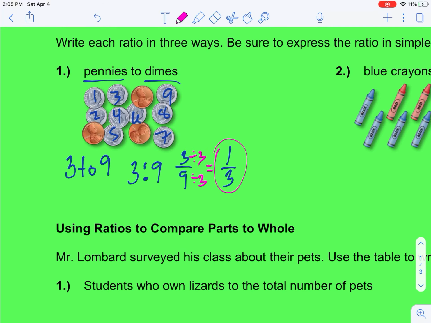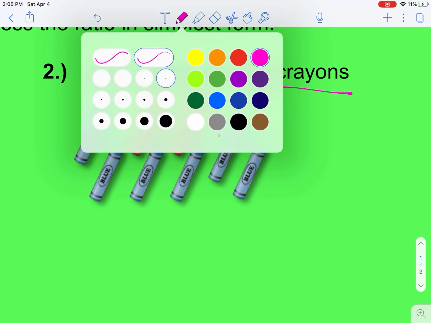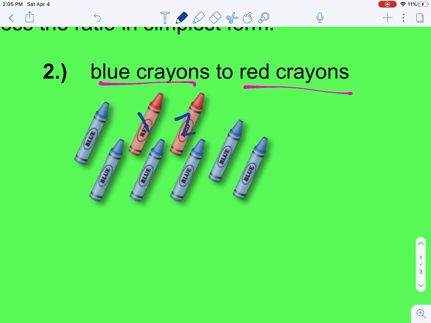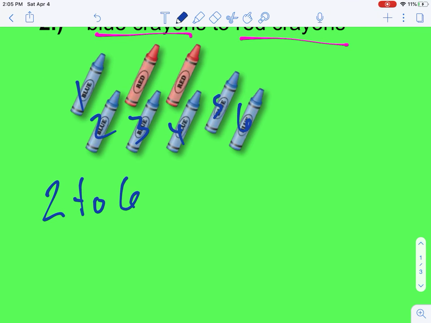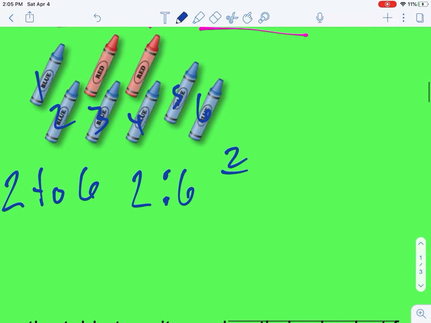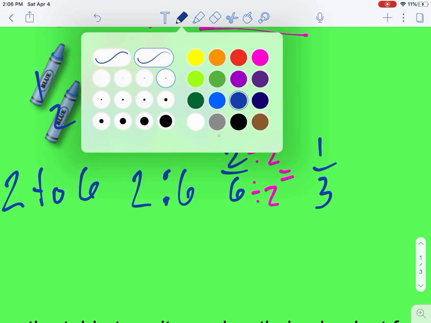All right, let's take a look at example number 2. This time I'm comparing blue crayons to red crayons. I have 1, 2 red crayons, and I've got 1, 2, 3, 4, 5, 6 blue crayons. So I wrote my ratio 2 to 6 with words. I'm going to write it 2 to 6 with a colon, and I'm going to write it 2 to 6 as a fraction. I'm going to simplify this last one, dividing both the numerator and denominator by 2, and I end up with 1 to 3.